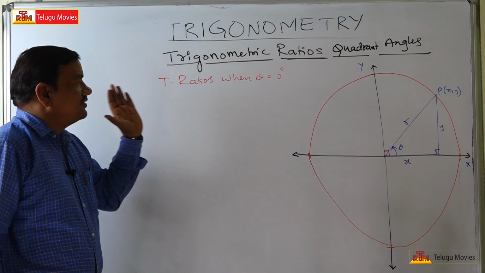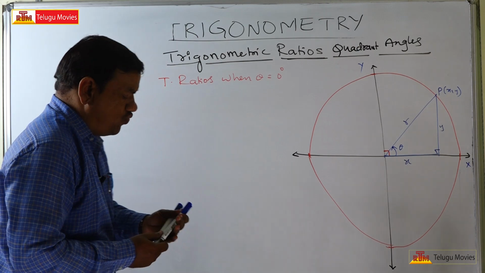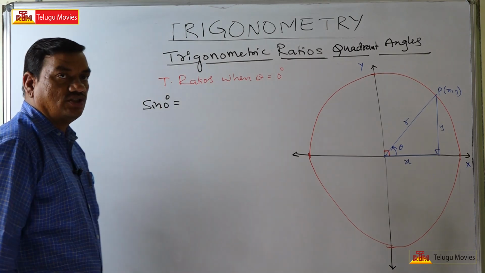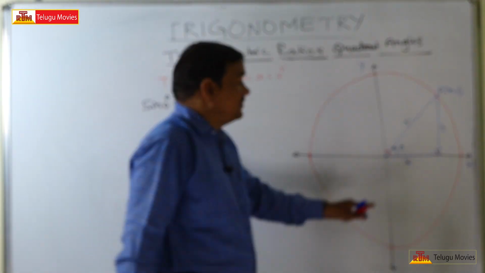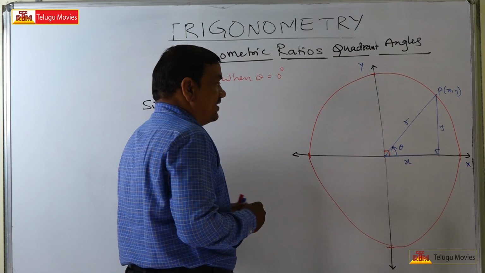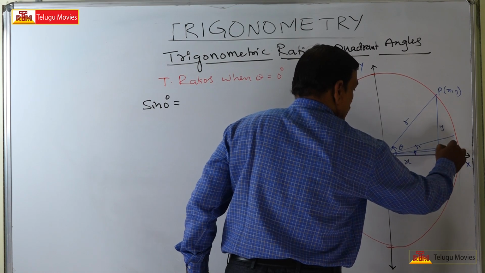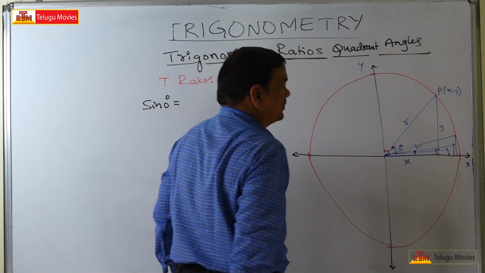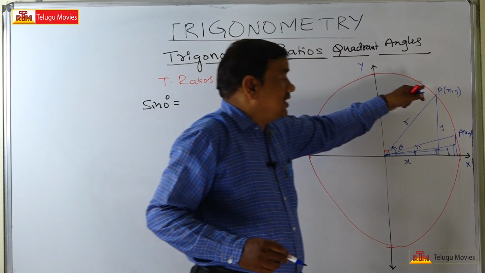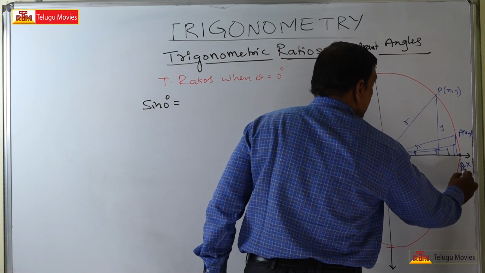Dear students, let us see the trigonometric ratios of quadrant angles. First of all, I am taking 0 degrees. So what is sine 0? Everybody will say that sine 0 degrees is 0. How? See here, if the theta value is 0, what happens? If the angle is decreasing, what do you observe? The point P(x, y) should coincide with the x-axis. It should lie on the x-axis.